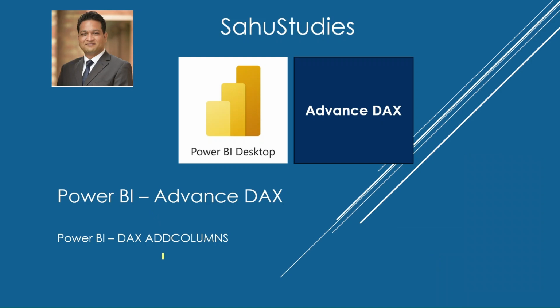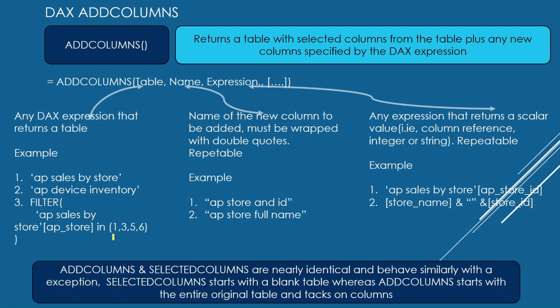In this video, we are going to discuss the AddColumns function in Power BI. So why do we use the AddColumns function? What does it generally do? The AddColumns function returns a table with selected columns from the table plus any new column specified by the DAX expression.